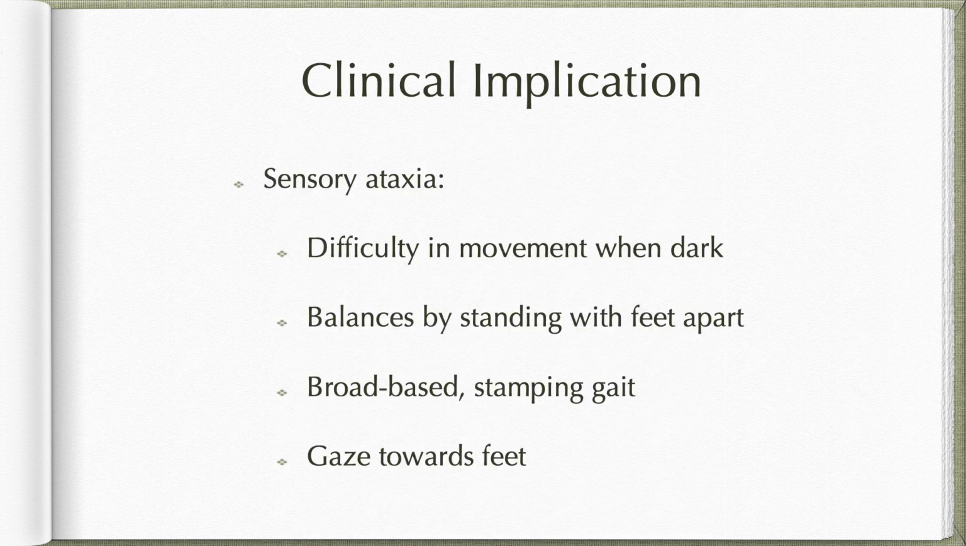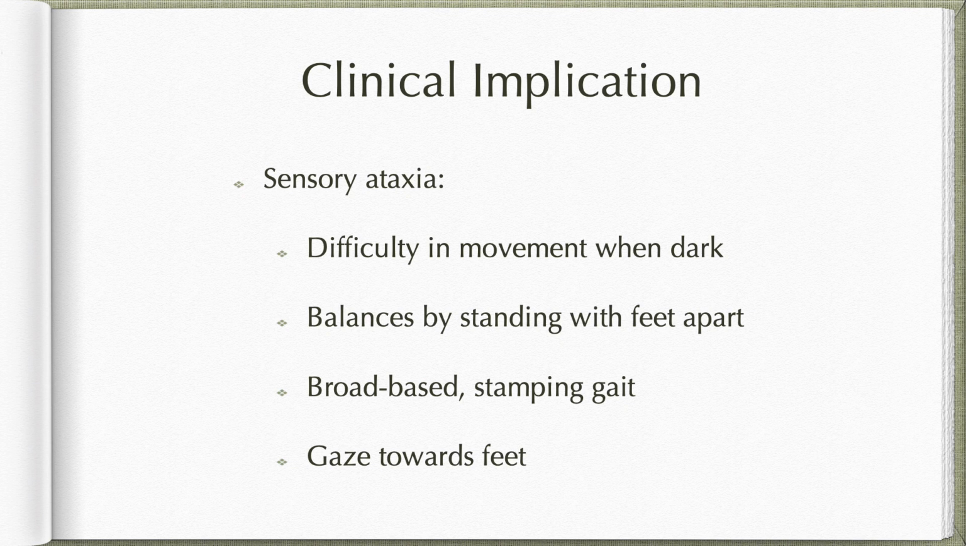Now let us look into what happens if there is disturbance in the function of posterior column. It results into a condition called as sensory ataxia. Here, the person finds it difficult to move when it is dark, because as long as his visual impulses are compensating the posterior column impulses, the person has near normal moving around. But the moment visual impulses are blocked, then the person finds it very difficult to balance himself or move without difficulty. Usually, patient balances by standing with his feet apart, and his gait will be broad-based and stamping gait.